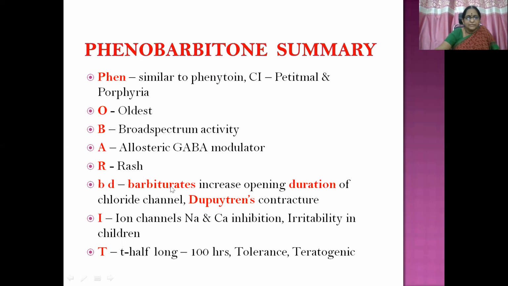So barbiturates, that is phenobarbital, increase the opening duration of the chloride channel. So you should not get confused with that. So that's why I have given this mnemonic. And then D for Dupuytren's contracture. I for ion channel sodium and calcium inhibition, irritability in children. So apart from this, allosteric GABA modulation. T means T half long, 100 hours, tolerance, teratogenic.